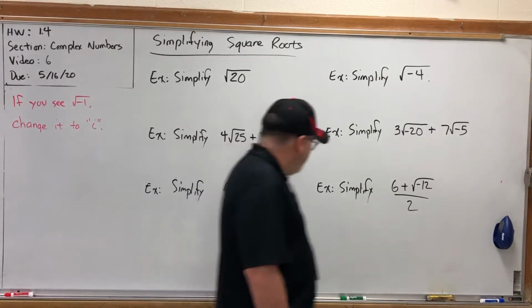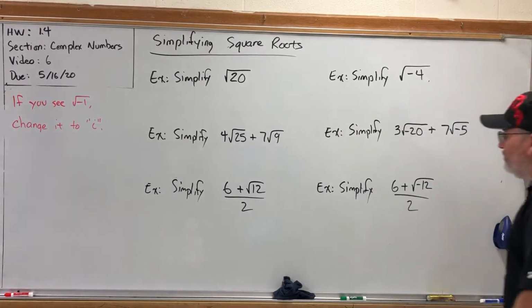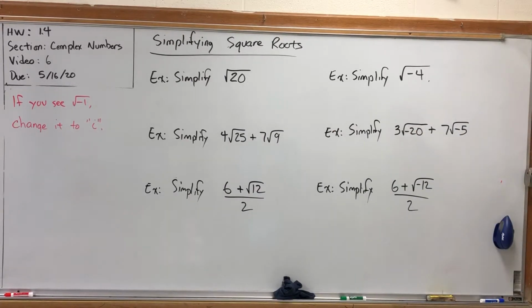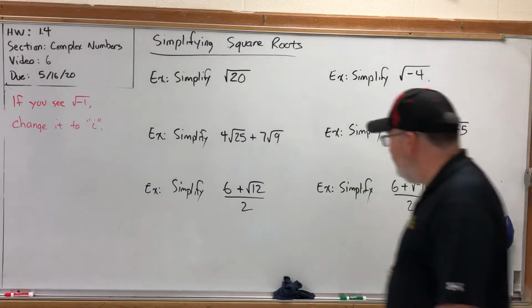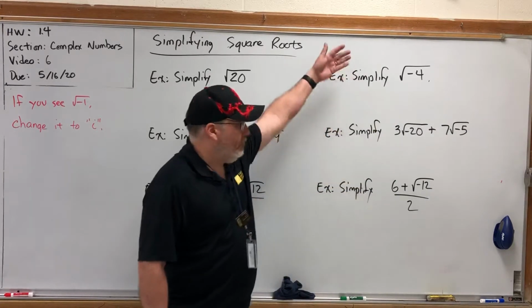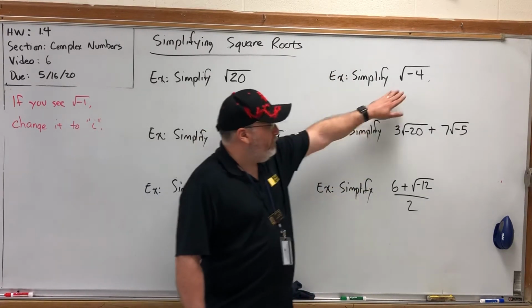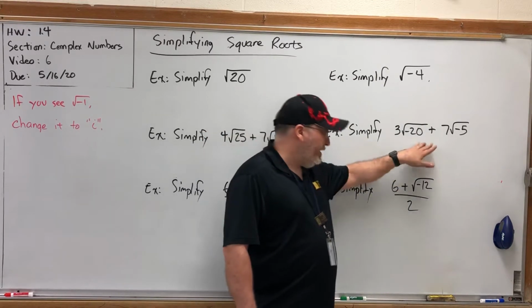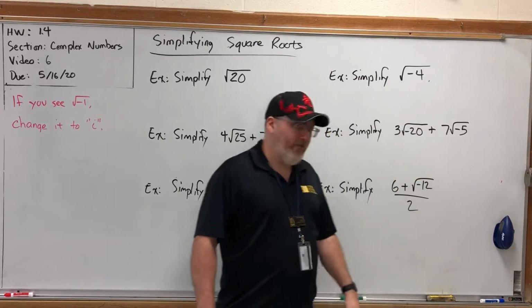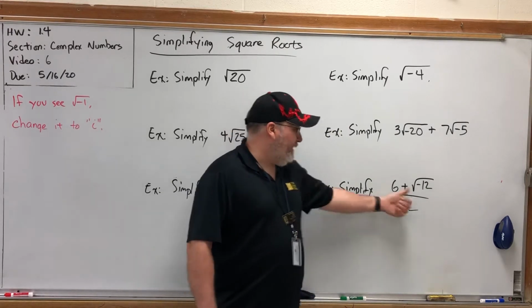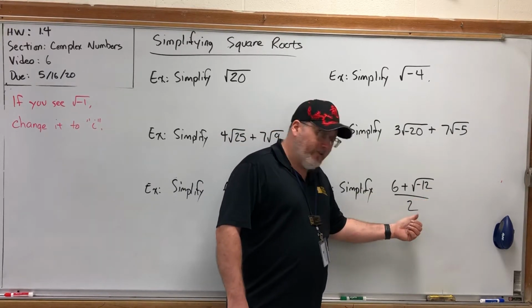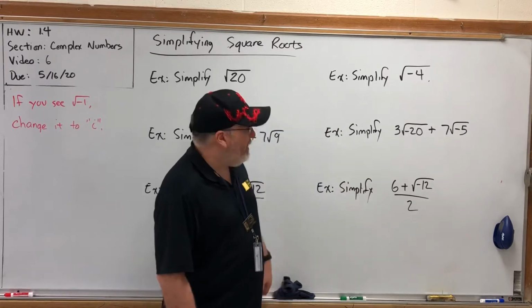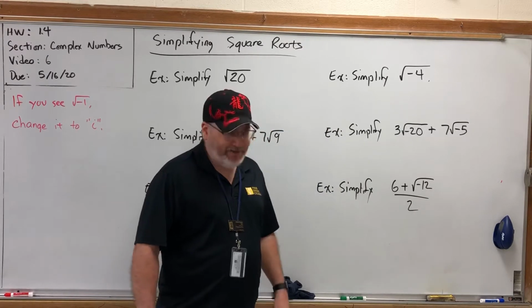So on the board I have 6 examples of simplifying square roots, half of which will invoke the number i and the other half of which will not. I think it's pretty easy to see which is which based on the way I've set up the examples. If you notice the 3 examples on the right side of the board: simplify the square root of -4, simplify 3 times the square root of -20 plus 7 times the square root of -5, and simplify 2 plus the square root of -12 over 2. All have square roots with negative radicands.